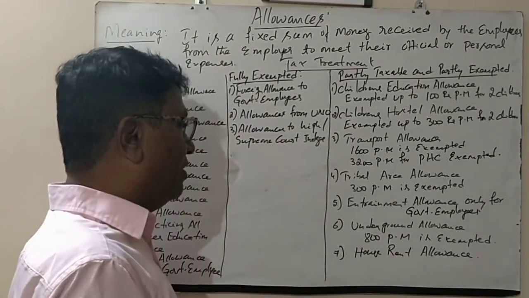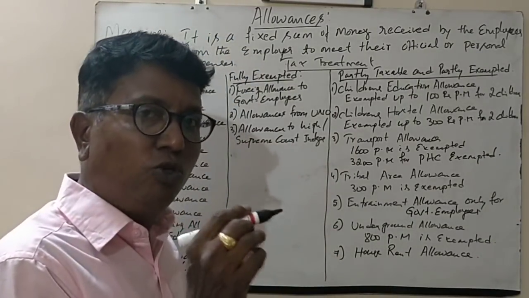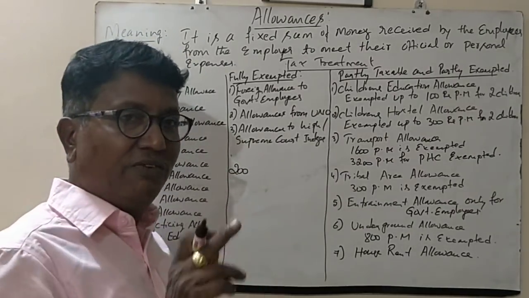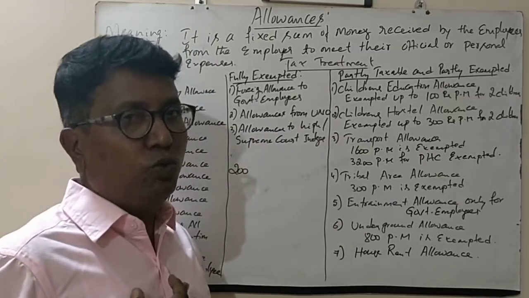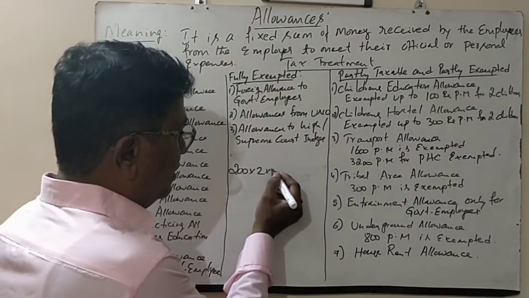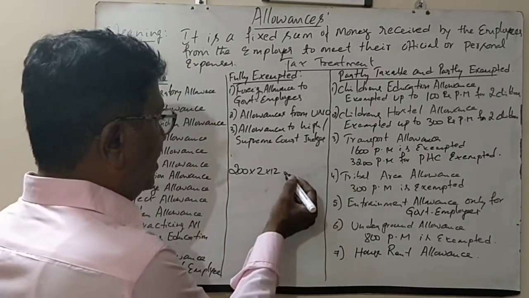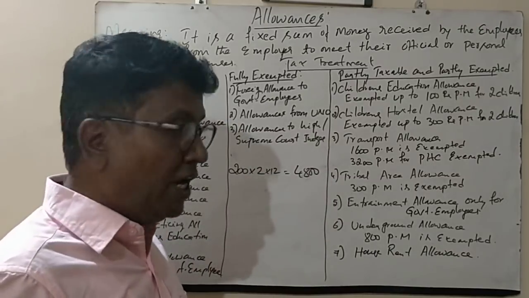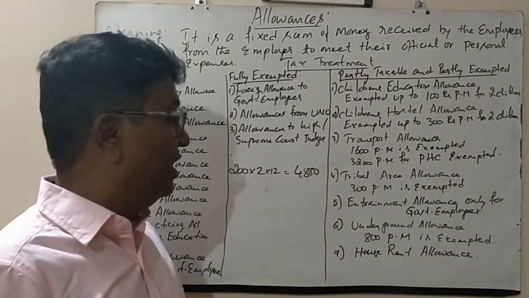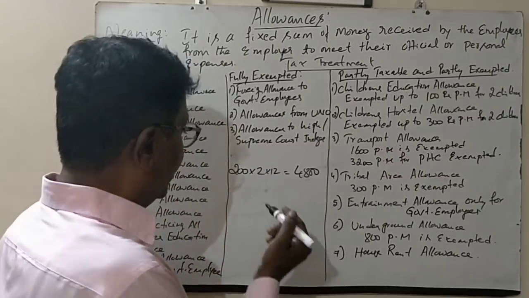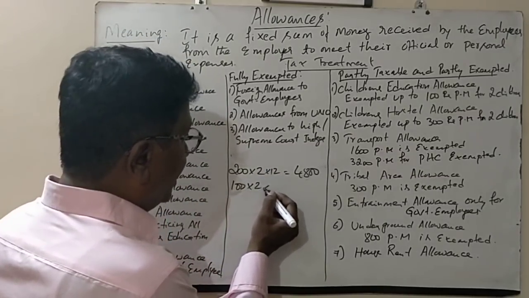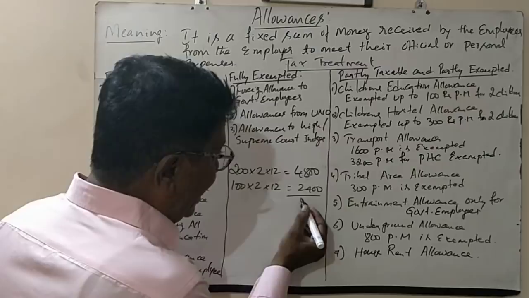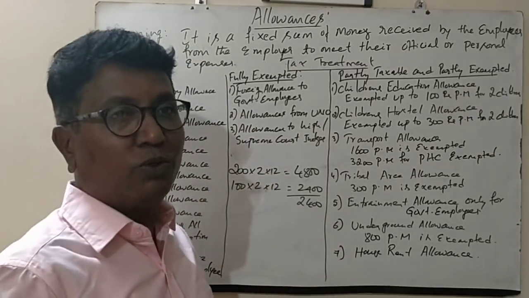Say, for example, I have two children and my company gives 200 rupees for one child. Assume that I have two children. For 12 months my company's payment comes to 4,800 rupees. Now the exempted limit here is 100 rupees per month for two children. That means 100 rupees for two children for 12 months, 2,400, is exempted and the remaining 2,400 becomes the taxable portion.